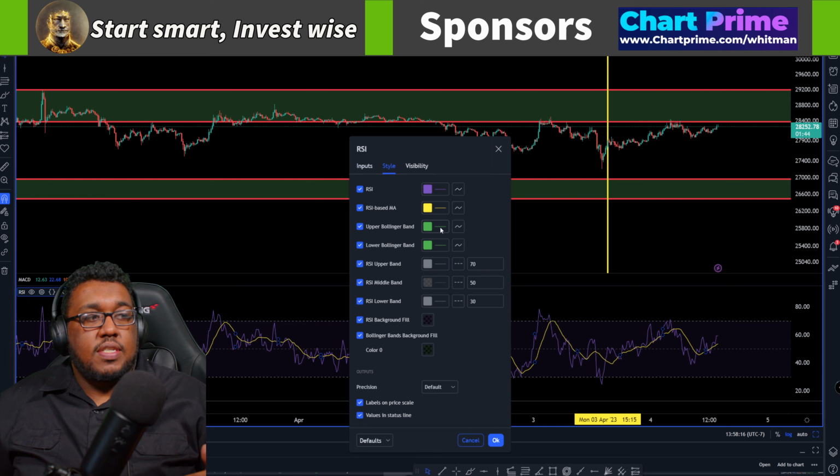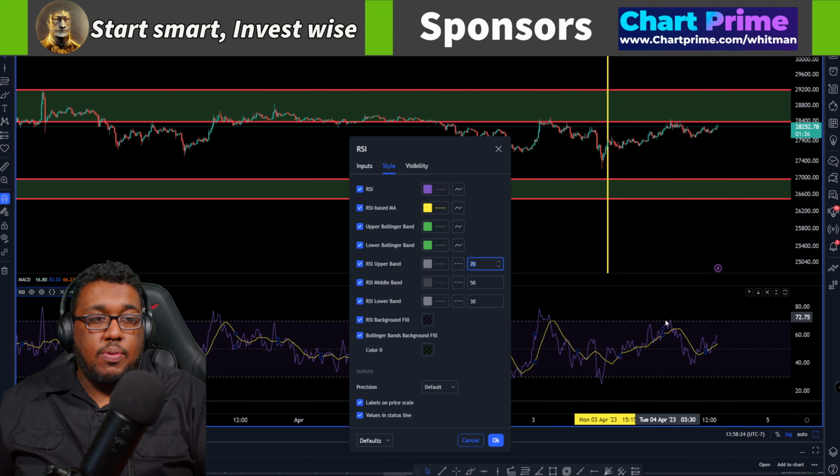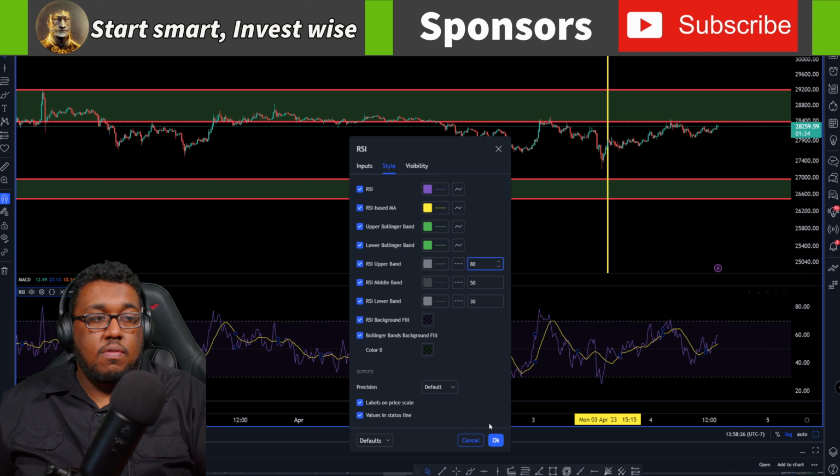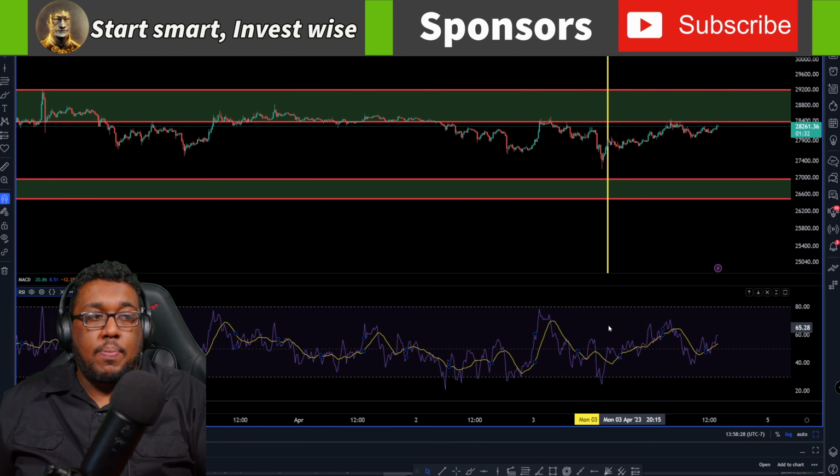Go over to the settings tab, go to style, and you guys can change the overall bands to what is oversold to you and what is overbought to you. I might have overbought be 80 instead of 70, and you're going to see what happens here. 80, okay. And you can see how that band went a little bit higher. Now, all of a sudden, we're not hitting our overbought territories as much as we did before.